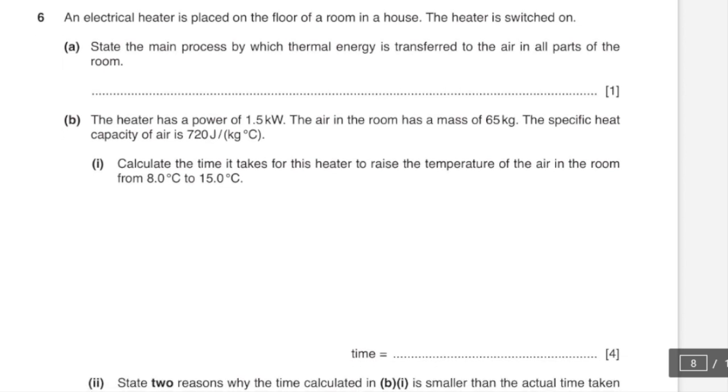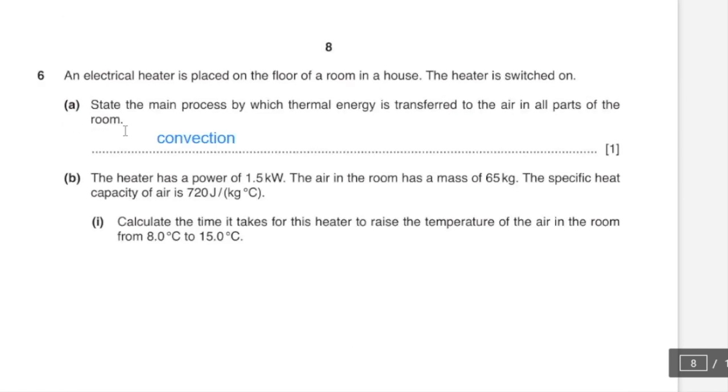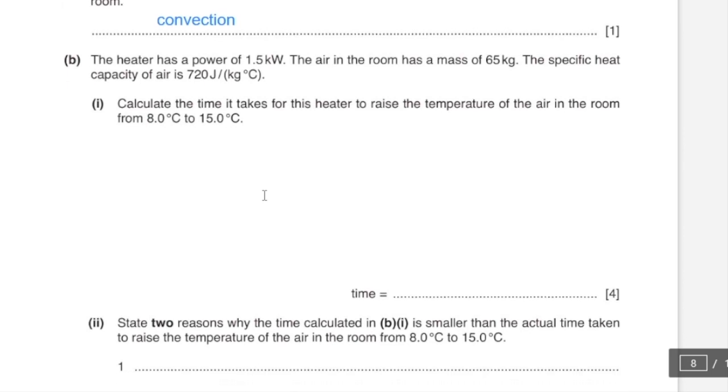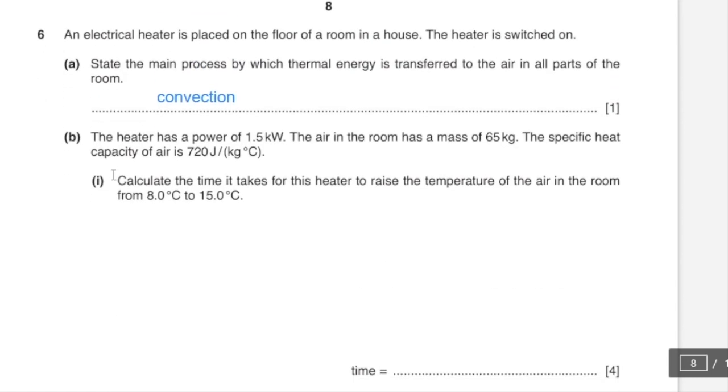Question number 6. An electrical heater is placed on the floor of a room in a house. The heater is switched on. A. State the main process by which thermal energy is transferred to air in all parts of the room. So thermal energy is transferred by convection currents, because transfer of heat through air is carried out by convection, which basically transfers heat through liquids and gases, or fluids.